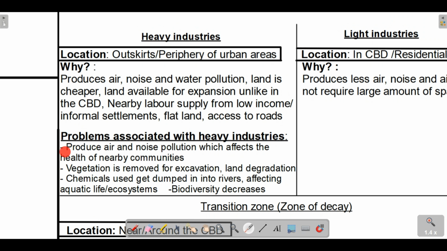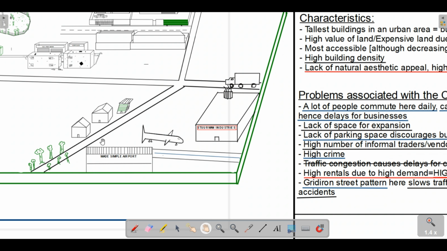And so they constantly produce air pollution, noise pollution, which affects, of course, the health of these nearby communities. And I'm talking about these low income residential zones as well as these informal settlements. So for them, they constantly get affected by that pollution that is produced from the heavy industries.